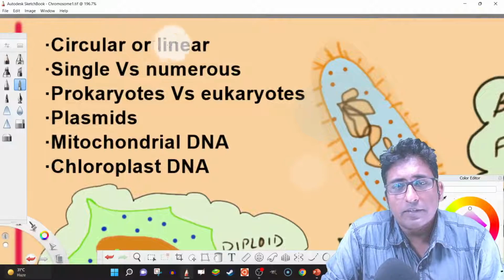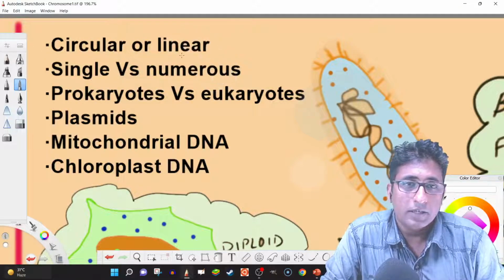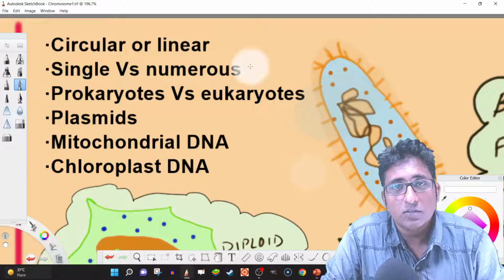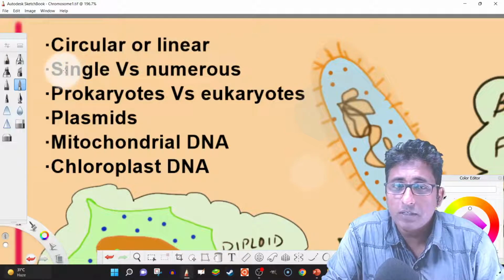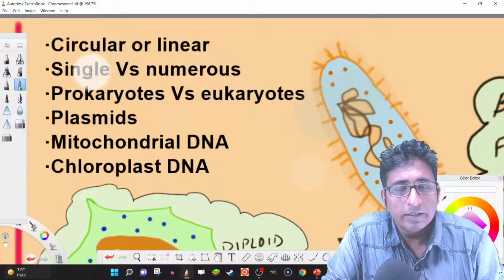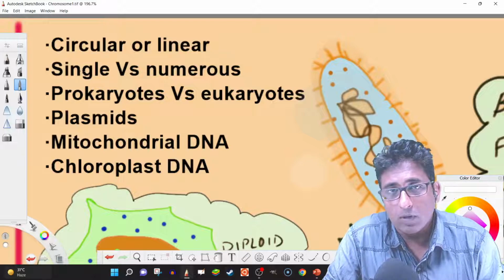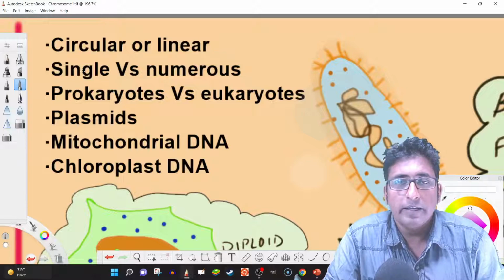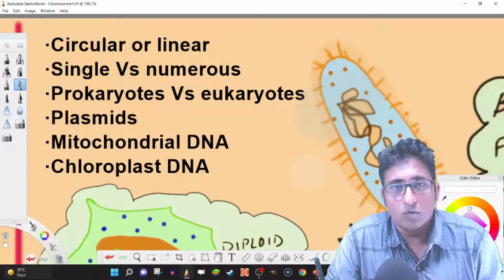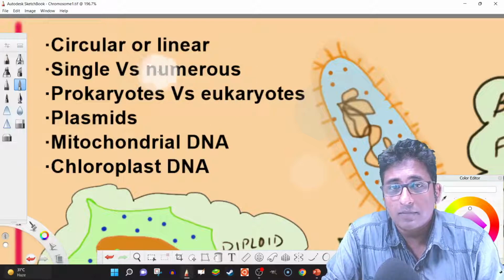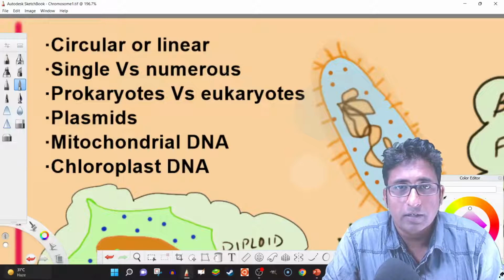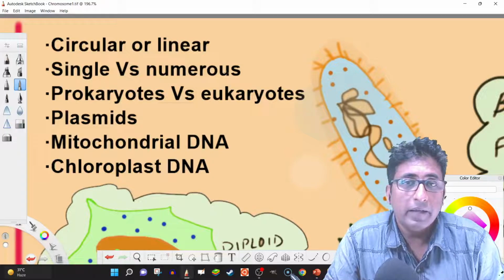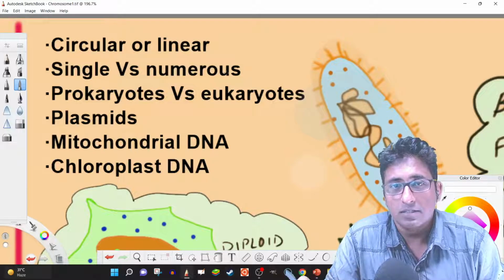So this shape itself, it could be circular or linear. Say in majority of the prokaryotes, the genome is circular, whereas in the eukaryotes, majority of it is linear. And majority of the prokaryotic genomes are single. Say for example, E. coli, the gut bacterium from humans or many of the mammals, they have a single circular chromosome. Whereas you can also take another bacteria, for example, Vibrio cholera, that causes cholera, has two circular chromosomes. So in prokaryotes, they may have more than one chromosome, but majority of them are circular.